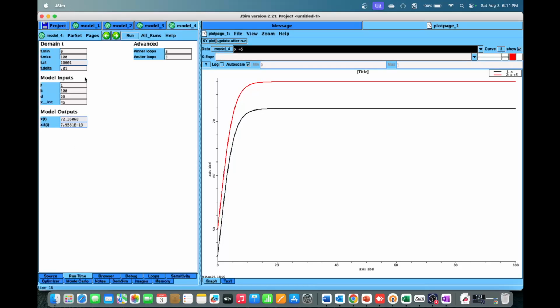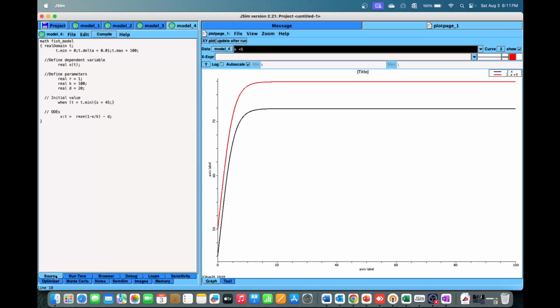You can tweak the parameters here as well, and check how the different curves are coming from different types of models. So JSim is a very useful simulator which will readily give you the simulated results along with curves and how your system is behaving. And this is the code for JSim. I'll just go over this code quickly.